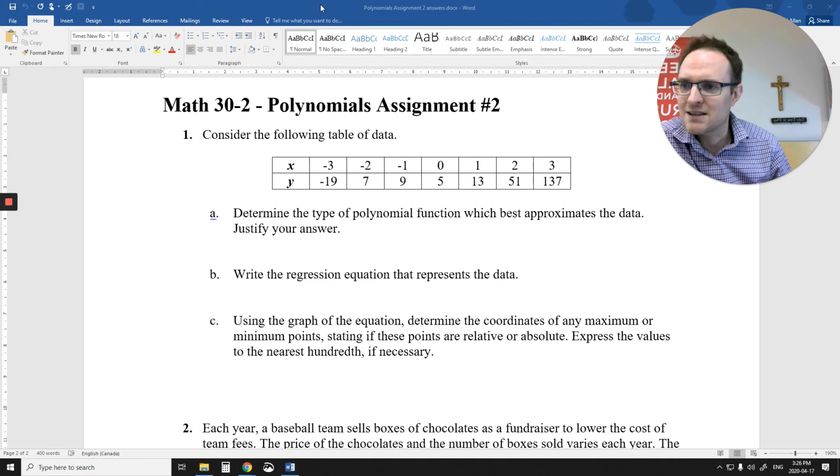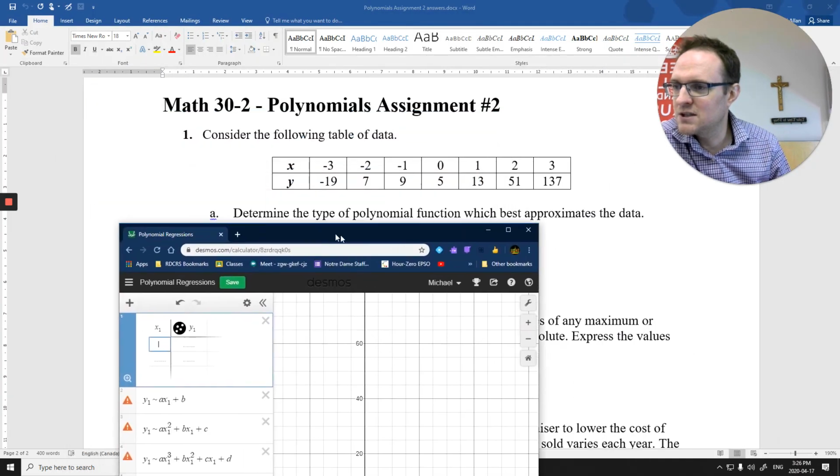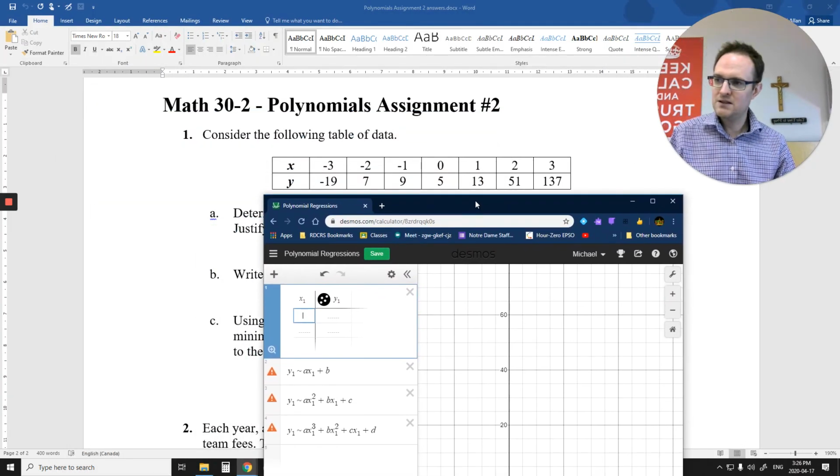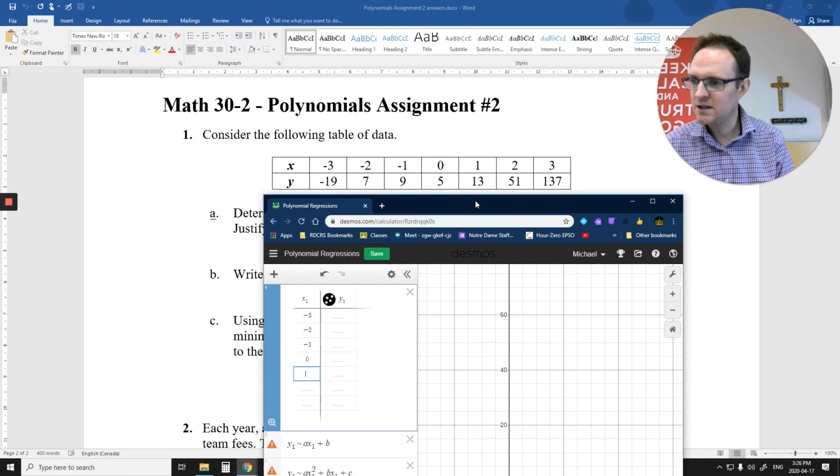Remember, you can use the diagnostics in the TI-81, or you can use Desmos here. I have Desmos. I'm going to just punch the data into my calculator here. Remember, in the first column, you put all the x values. So I got, oops, that should be a 0. My bad. 1, 2, 3.